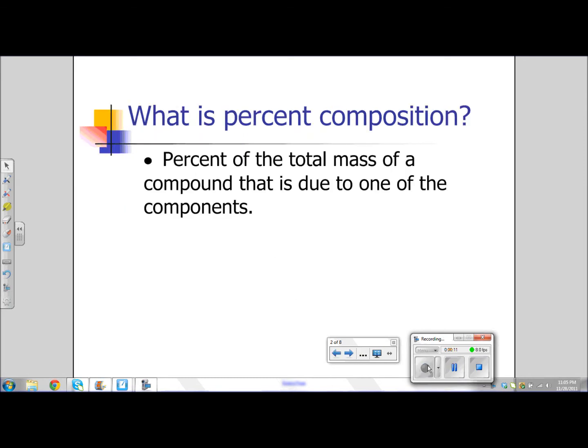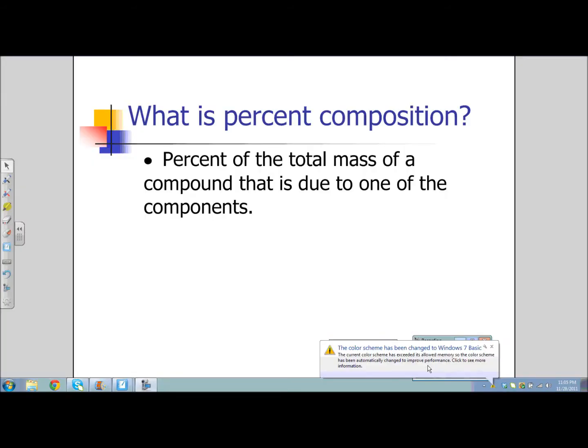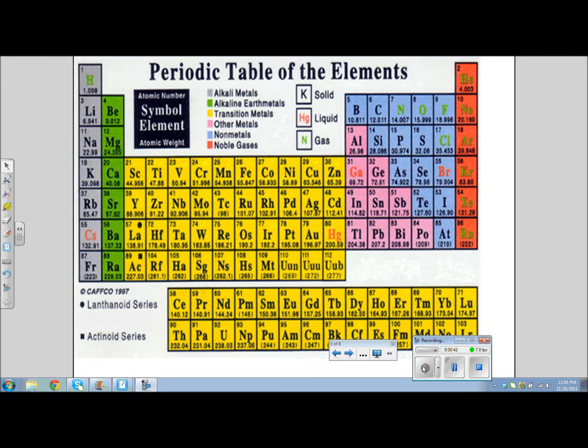Percent of anything is the part over the whole times 100. So percent composition of a compound is done in the same way, divided by the total mass, then multiplied times 100. For this, you will need a periodic table.